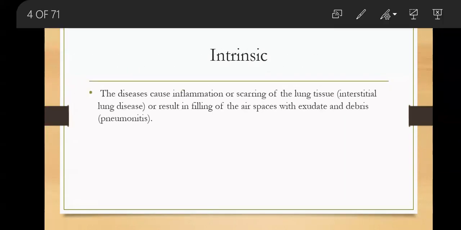The intrinsic restrictive lung disorders cause inflammation or scarring of the lung tissue. The lung tissues get scarred and this is called interstitial lung disease, and sometimes they result in filling of the air spaces with exudate and debris. This is called pneumonitis.